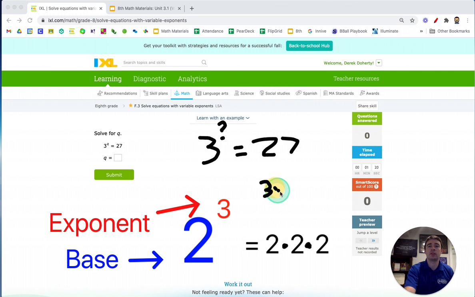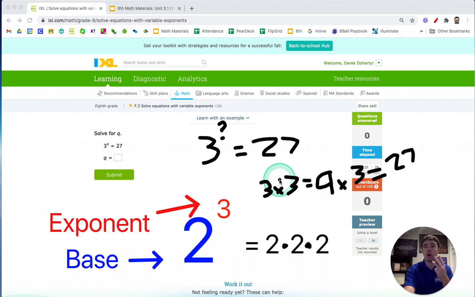What's 3 times 3 going to give us? If I had 2 of those 3's, that would just give me 3 times 3, or 3 squared, which is 9. But if I multiply by another 3, 9 times 3 gives me 27. And that's the answer we were looking for here. So there must be 3 total copies. 3 times 3 is 9, 9 times another 3 is 27. So that tells me q here must be 3, because 3 cubed, or 3 to the third power, will give us 27.